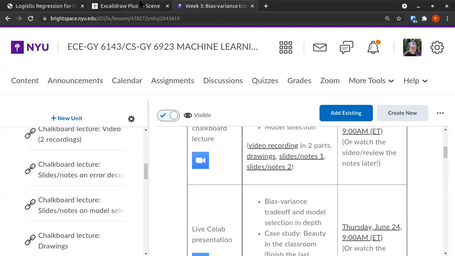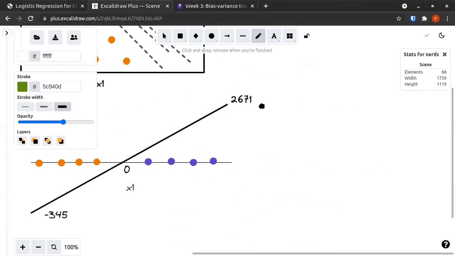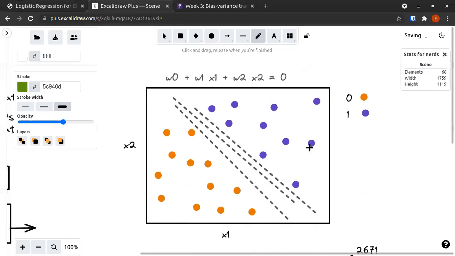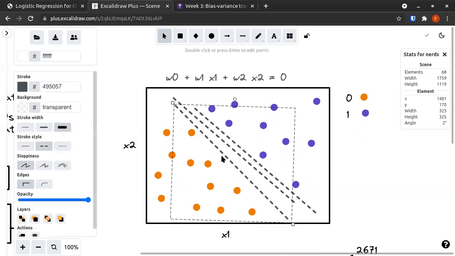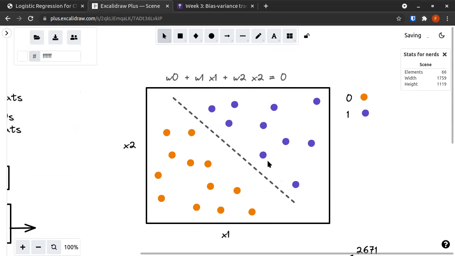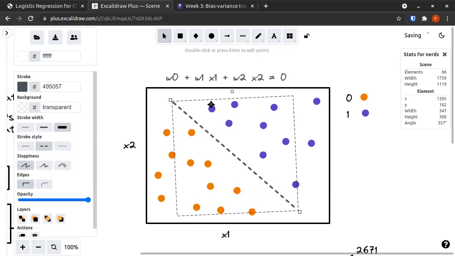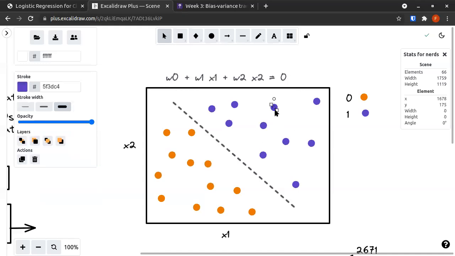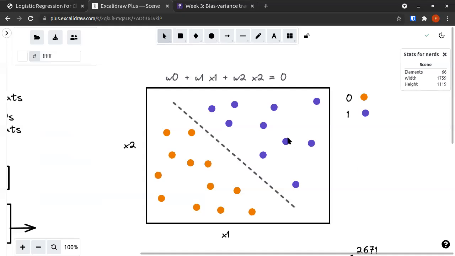Right? So remember over here, we said that, let's say we have some equation of a line, like what's shown here. And now instead of trying to predict whether a particular point is above or below the line, we're going to try to predict the probability that a point is above or below the line.